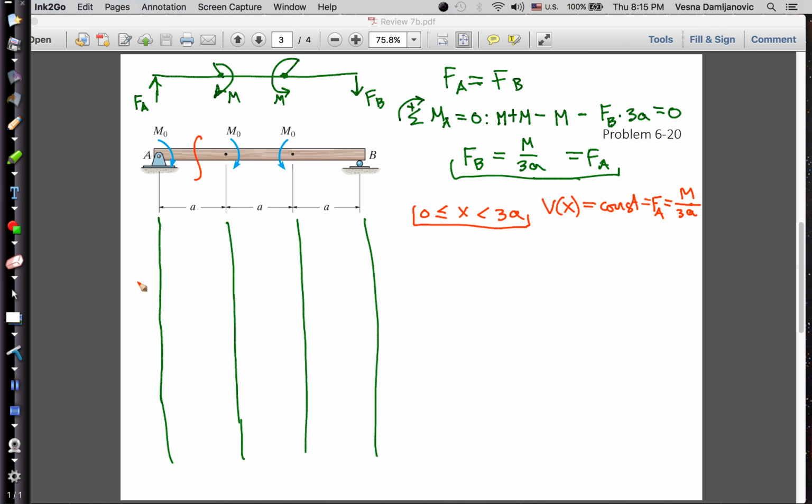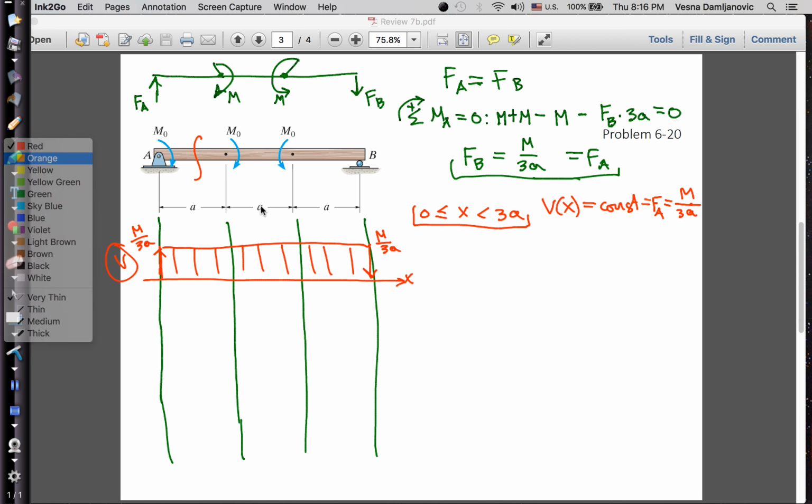So I can just draw it right away, and it looks like this. This is X, and the reactions, this one is going up, that one's going down, so I know it's going to look like this. And I'm going to mark this as M over 3A, and this is M over 3A, and this is our moment, and this is shear diagram. Done. Okay, so now all the work we're going to do now is going to be for the moments. So let's write one by one using different pen. I'm going to use an orange.